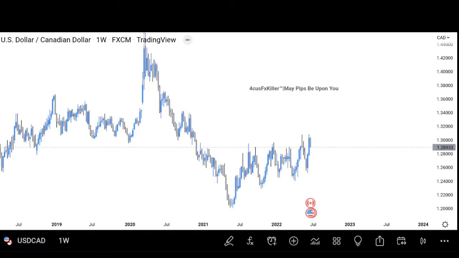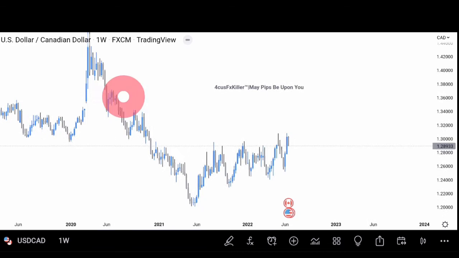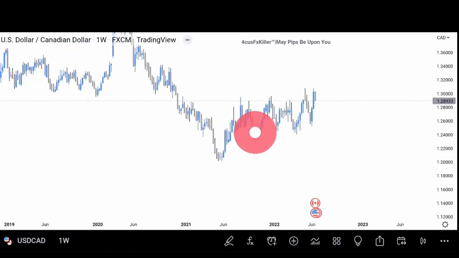If the market is printing higher highs and higher lows, then it means the market is bullish, and you should look for buy opportunities. If the market is bearish, printing lower highs and lower lows, it means that you should be looking for sell opportunities. Now, this is a weekly chart of the United States dollar against the Canadian dollar. As you can see, the market came from a descending pattern to now an ascending pattern.